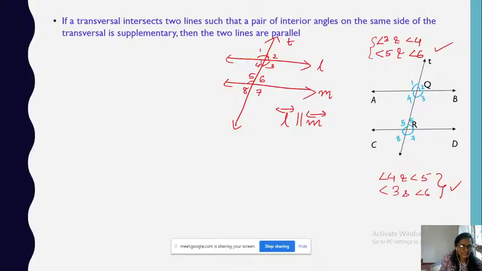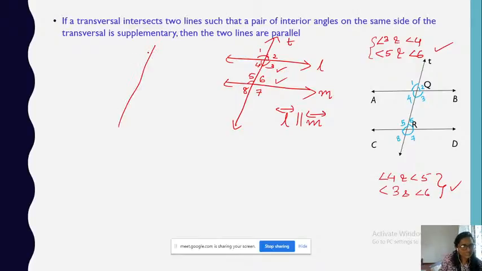So, look at this angle, angle 4 and angle 5. Are they interior angles? Yeah, they are interior angles. Okay, then look at the transversal. This is a transversal. So, are they lying on the same side of the transversal? T is the transversal. See. Yes, ma'am. So, everyone is agreeing with that? Angle 4 and angle 5 are lying on the same side. So what about angle 3 and angle 6? So this angle and this angle. Even they are also lying on the same side of the transversal.